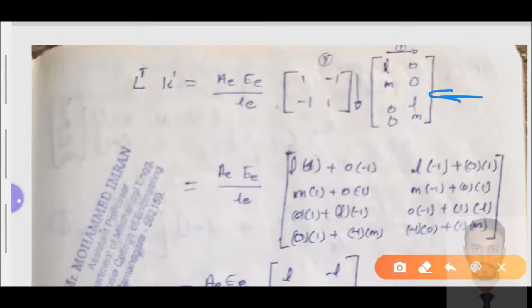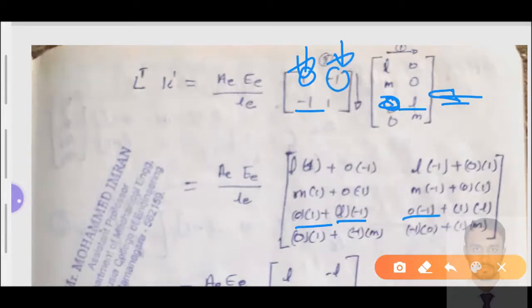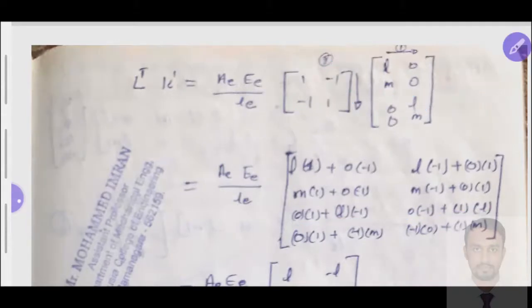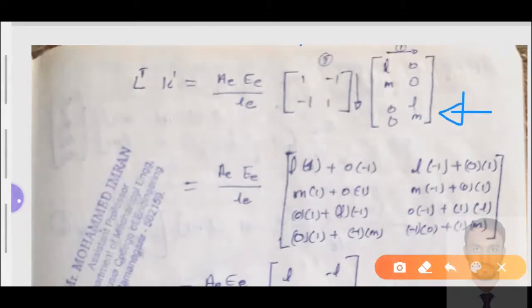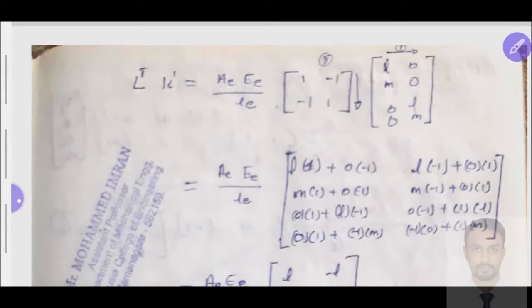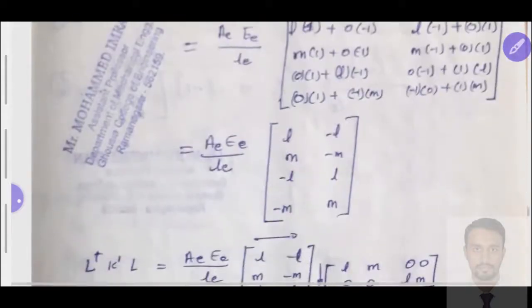Then I'll take third row, first column: 0 into 1 plus L into minus 1. Third row, second column: 0 into minus 1 plus L into 1. Similarly, fourth row, first column: 0 into 1 plus minus 1 into M. Again fourth row, second column: 0 into minus 1 plus M into 1. Then we resolve this matrix.